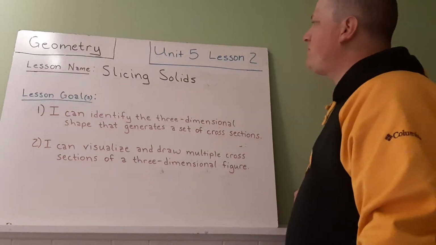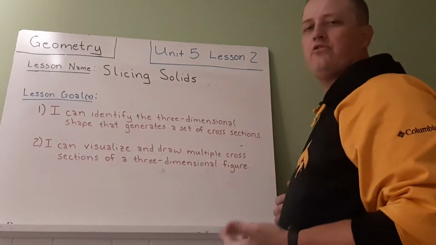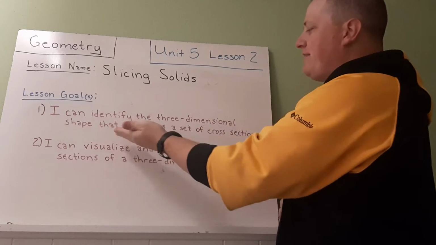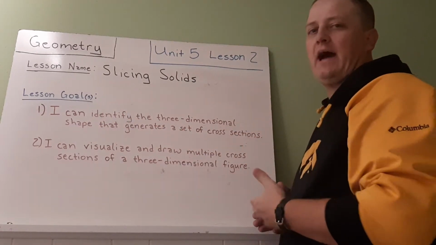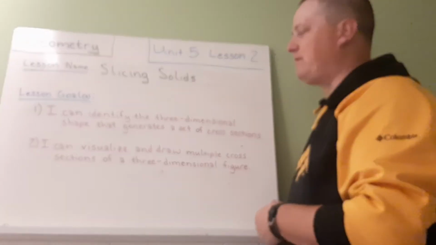All right, geometry students, let's look at Unit 5, Lesson 2, Slicing Solids. So our lesson goals are, I can identify the three-dimensional shape that generates a set of cross-sections. So we're going to look at some cross-sections and try and figure out which three-dimensional shape they come from.